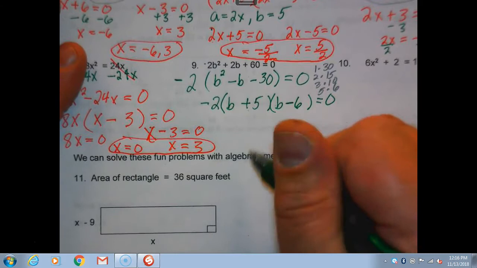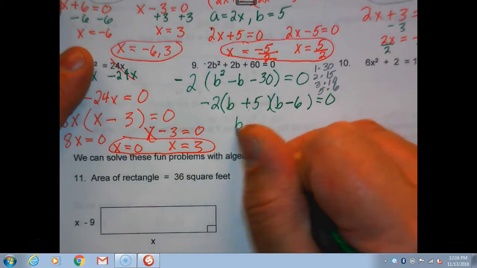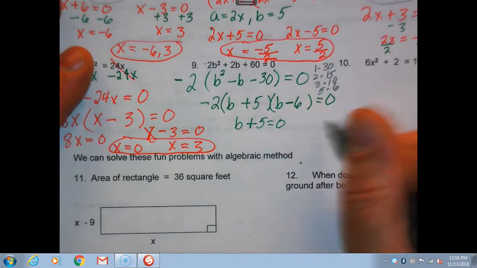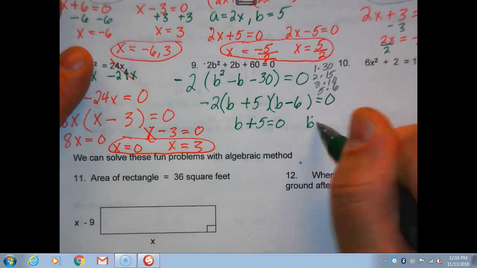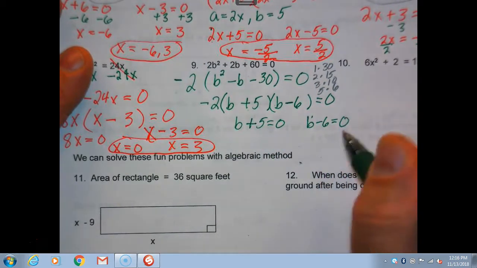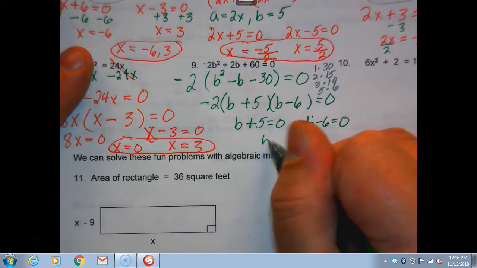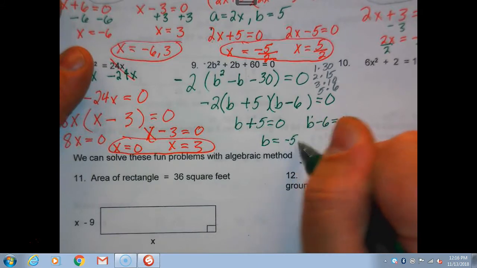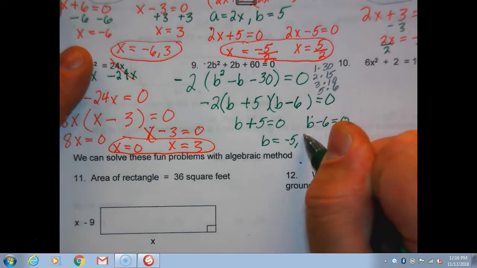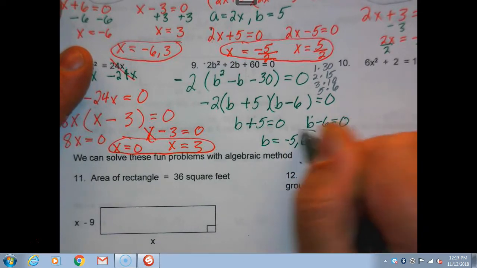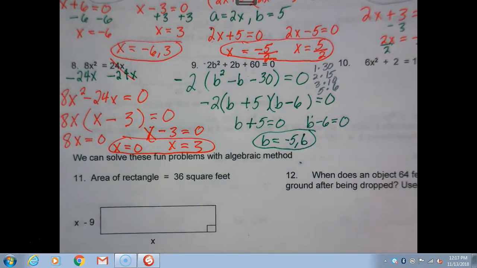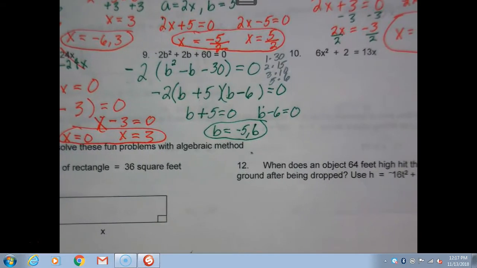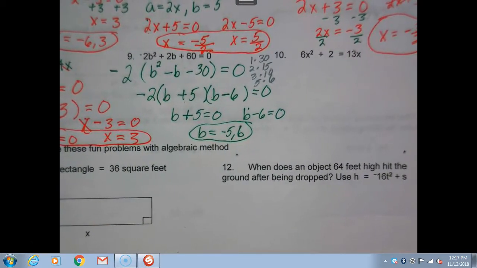Okay, now I got to worry about my x-intercepts. All I have to worry about is set each factor equal to 0. Okay, what are my x or b intercepts? Negative 5, positive 6, right? Easy peasy, lemon squeezy, easy.